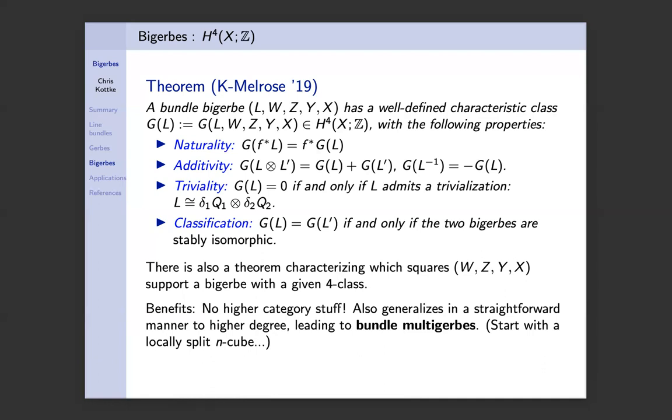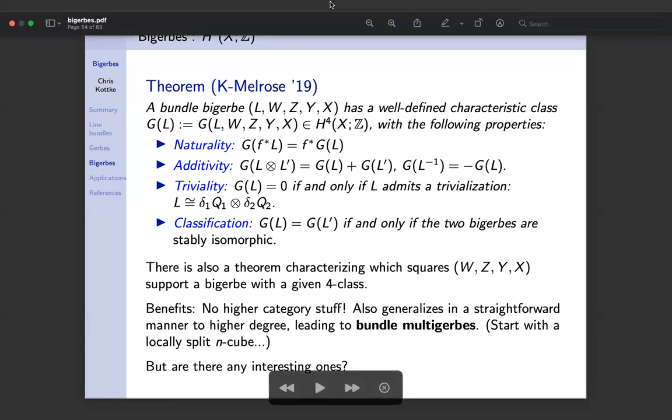And the claim is that you can play this same game and they have a characteristic class in the appropriate degree with all these properties. So that's all well and good. It's fine to write down a nice definition of something, but if there are no interesting ones, who cares, right? So are there any applications? Can we actually do anything with this?